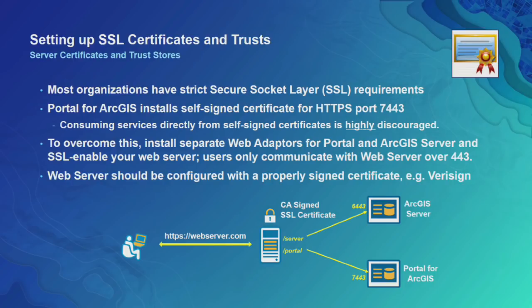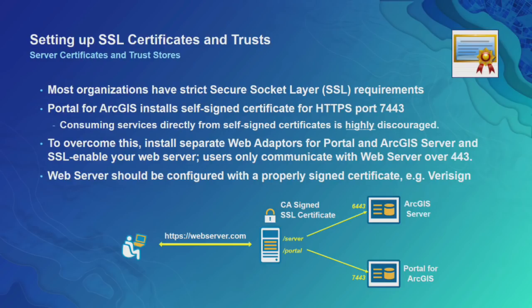So when we do the software installs out of the box, if you don't change anything, it creates a self-signed certificate. Typically, you don't want users directly interacting with these endpoints using a self-signed certificate. So what is one way to overcome that? Well, the first way is to bring into play the web adapter. And of course, with Portal for ArcGIS, you have to have the web adapter.